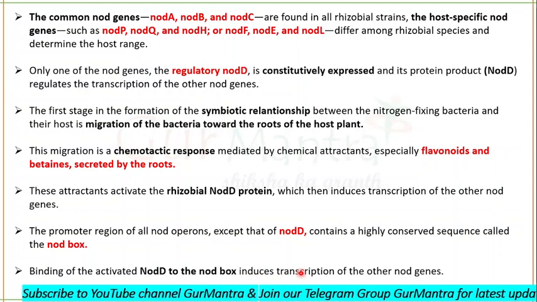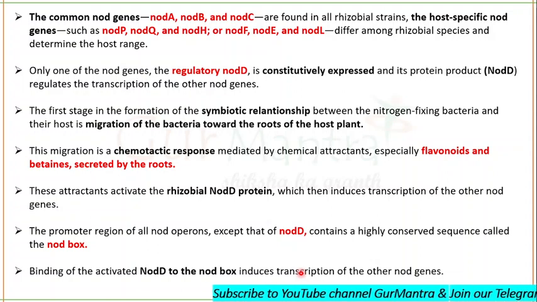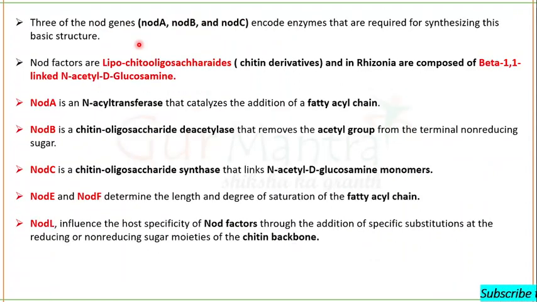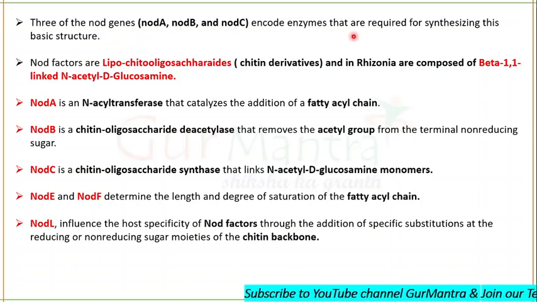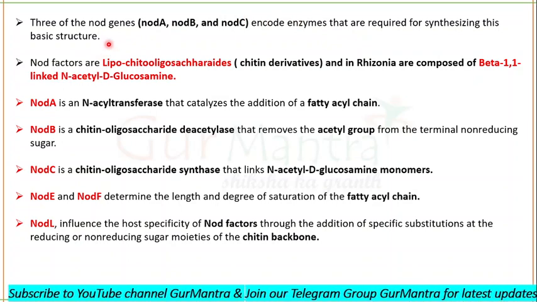And these nod genes will produce some nod factors, which will be responsible for the formation of the infection thread, and then nodule formation. Three of the nod genes, nodA, B and C, encode enzymes which are required for synthesizing the basic structure of the nodule.